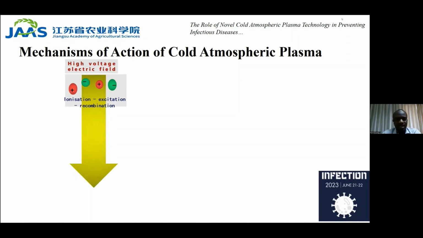Here is a mechanism in a pictorial view. A high voltage electric field is applied to, let's say, atmospheric gases or noble gases. After the application of the high voltage electric field, the gases are ionized and excited, and then free radicals, ozone, and UV light are generated. This gives us the cold plasma.